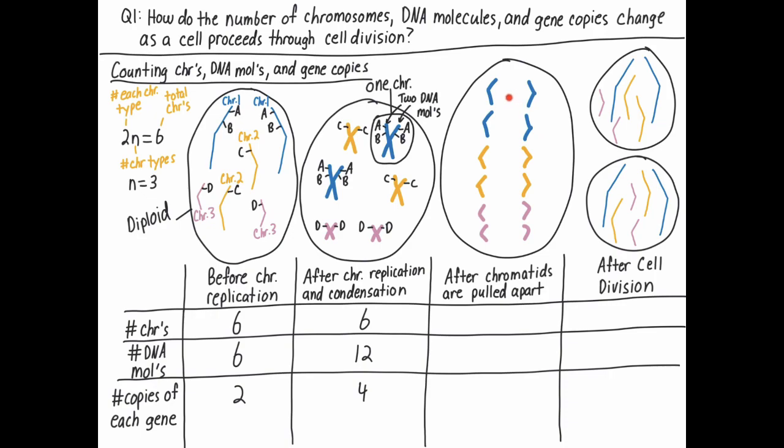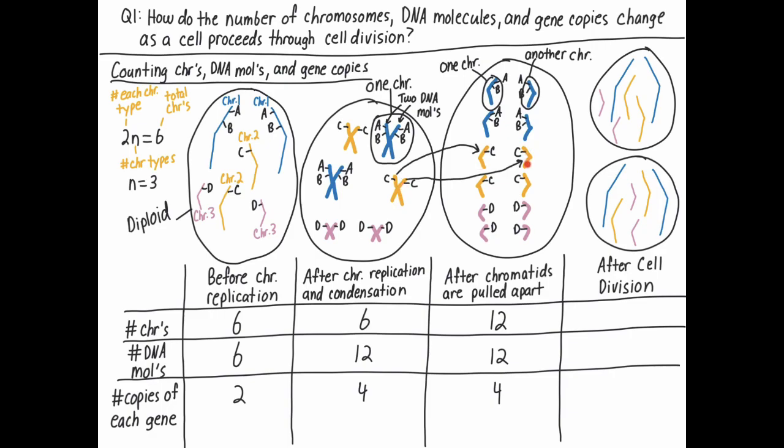When the sister chromatids are pulled apart, each chromatid is now considered its own chromosome. So there are now 12 total chromosomes in this cell. The number of DNA molecules and the number of copies of each gene don't change. All we've done is double the number of chromosomes because each sister chromatid became its own chromosome.